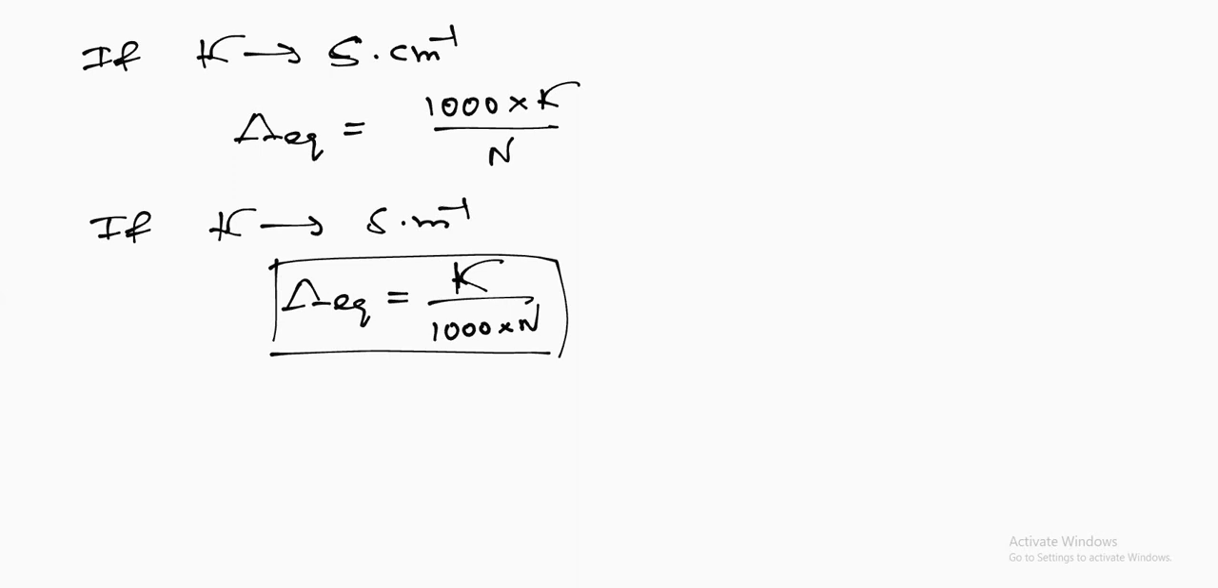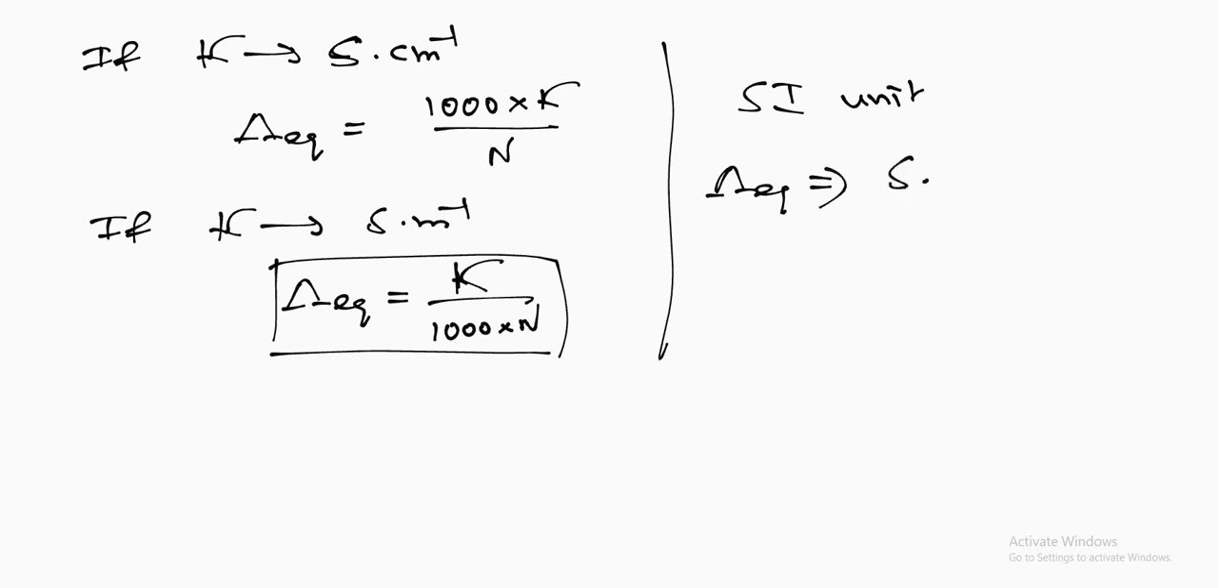Right now, what is the SI unit of equivalent conductance? Instead of centimeter square, you put meter square, that's all. Siemens meter square, gram equivalent inverse. That is the SI unit of equivalent conductance. Okay, take note. And remember students, these two formulas are very important.